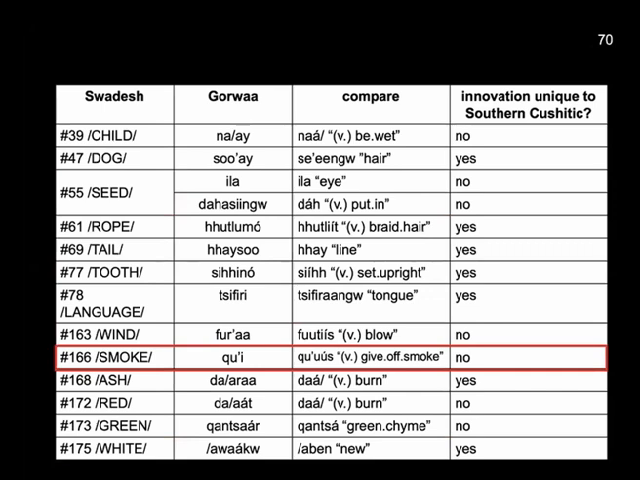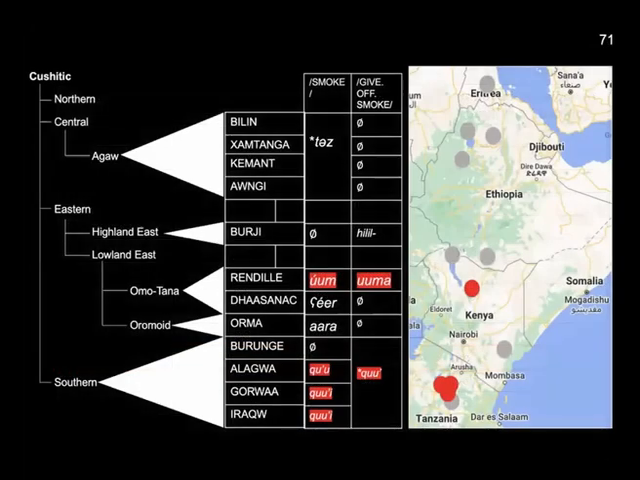Smoke and give off smoke patterns together, both within and beyond southern Cushitic. This is maybe not super surprising, though we can see that actually the data is rather sparse. We actually don't have information for both of these lexemes in many dictionaries that we are working with. But we do get a good pattern in Rendile, so smoke and give off smoke patterns together in this language.